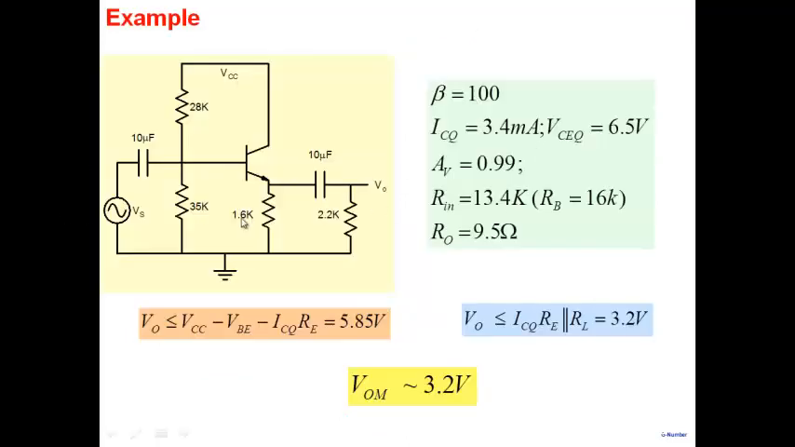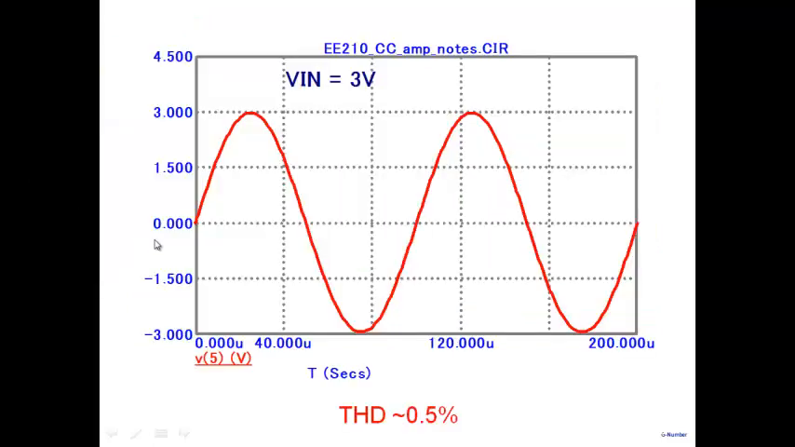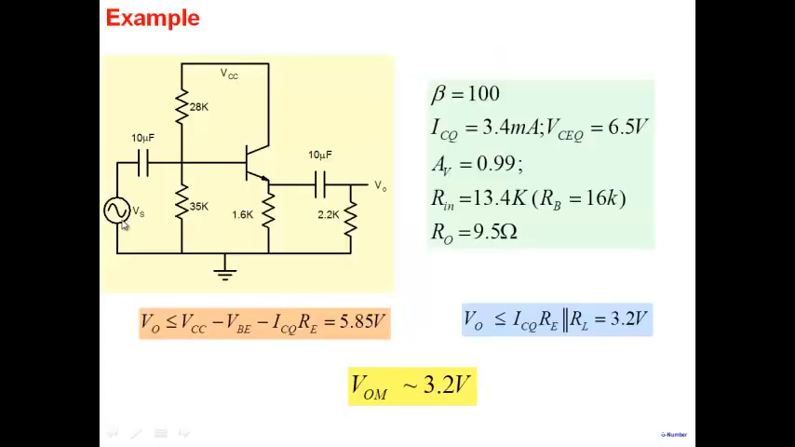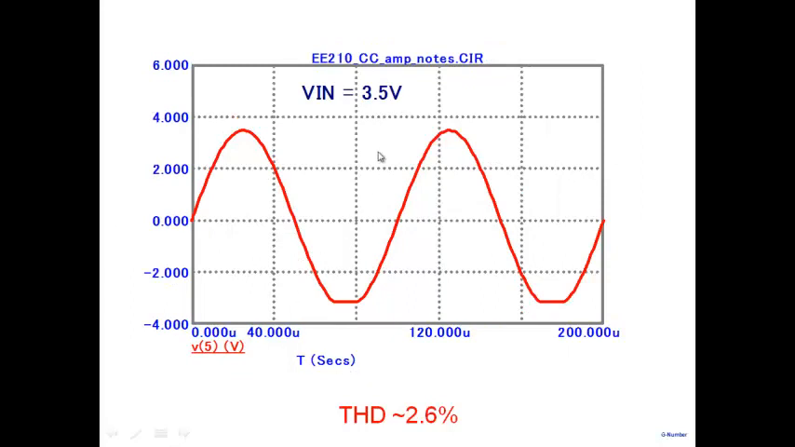So what I've done here is I've applied 3 volts here. My analysis tells me that my maximum swing is 3.2, determined by current driving capability. So to test it, I applied 3 volt here, and I expect Vs equal to V0. Note that there is a Vin also here, 3 volt, V0 is also there, perfect 3 volt. Harmonic distortion is very small.